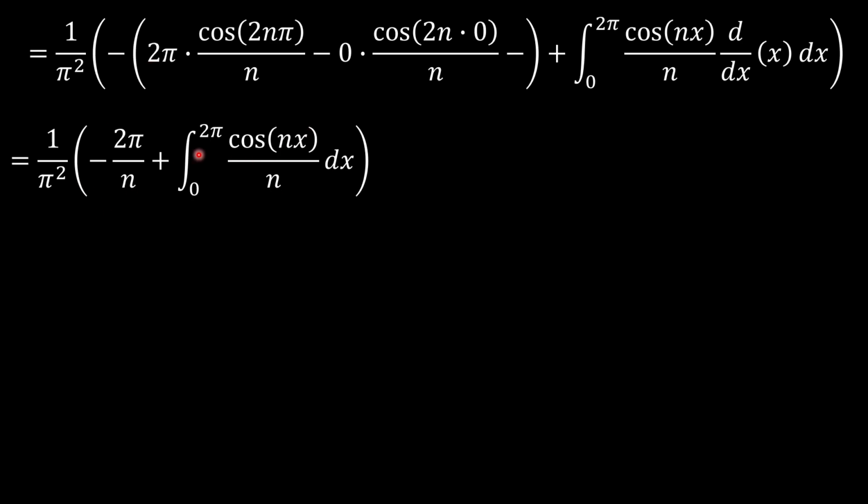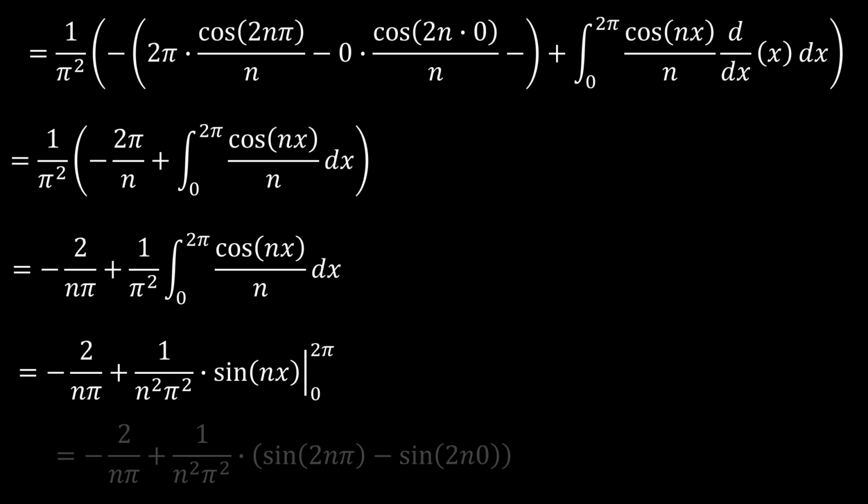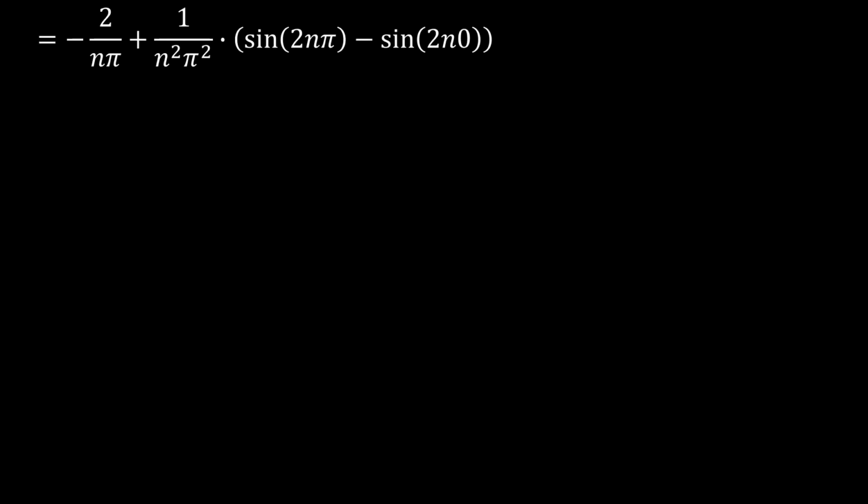And then we have the integral that has remained, the integral of cosine nx over n. So this becomes negative 2 over n pi plus, integrating this, 1 over n squared times pi squared times sine nx. Now with the limits 0 to 2 pi, sine of 2n pi is 0, sine of 0 is 0. So this second part just goes to 0, and what we're left with is just negative 2 over n pi.